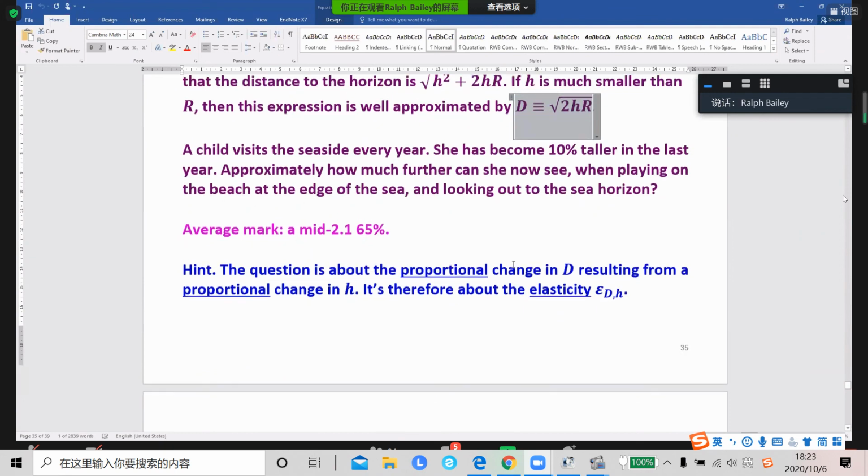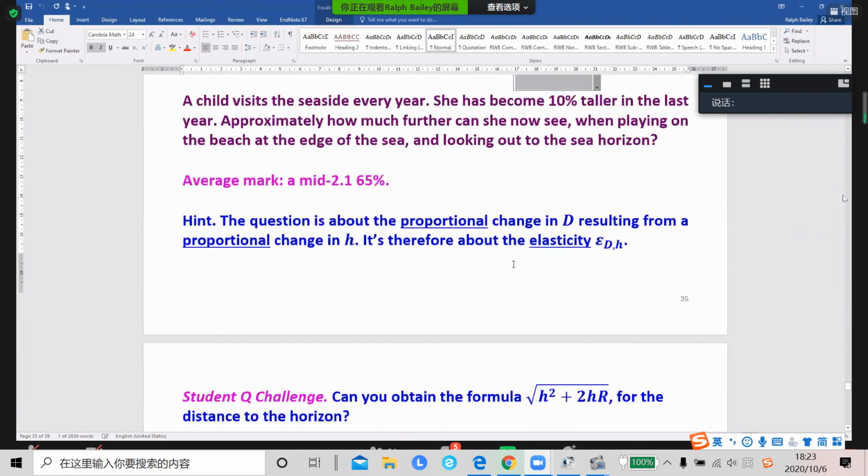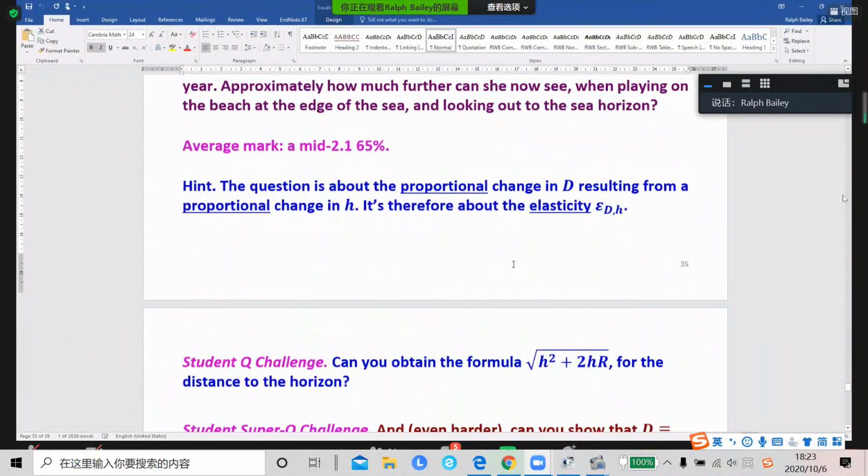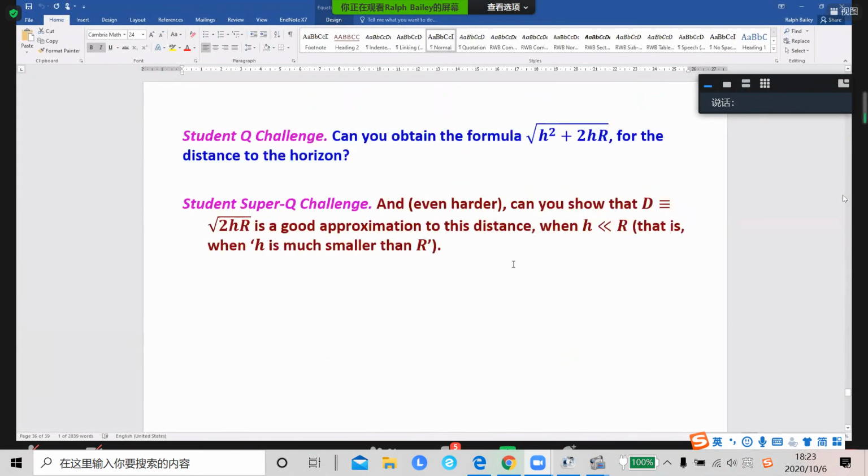So there are my two student Q challenges, student Q and student super Q. The student Q requires a bit of geometry. Student super Q will require a bit more ingenuity.